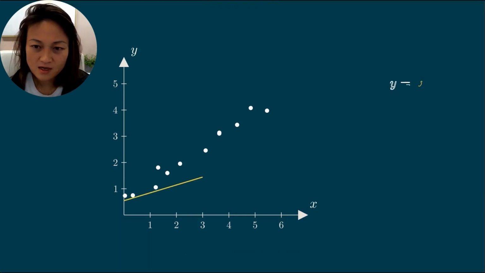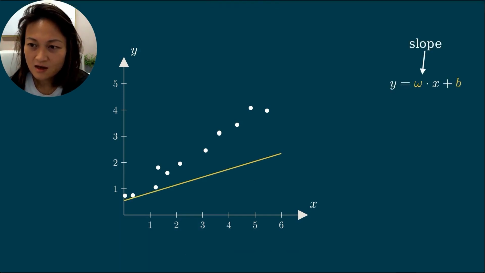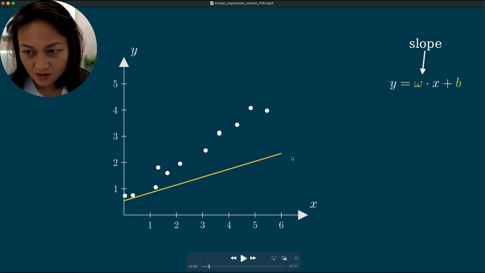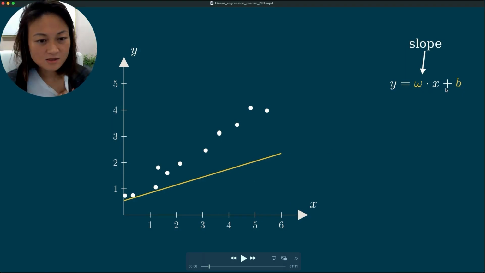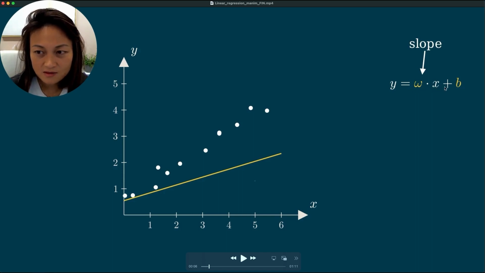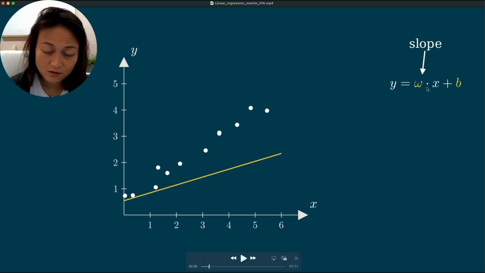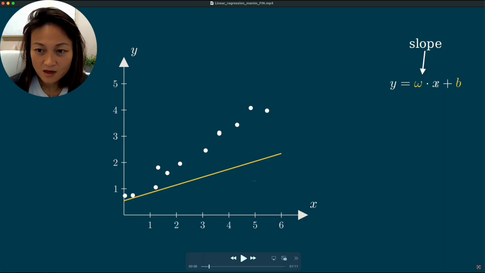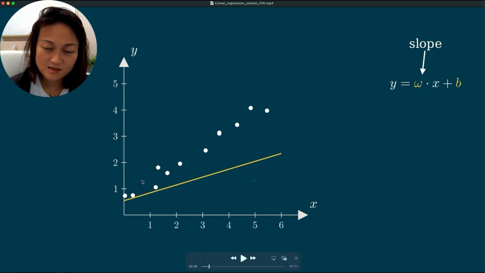If we take ourselves back to high school math, the equation for a line looks something like this. y equals w times x plus b. So by changing these yellow parameters, or they're sometimes called weights, we can create a line that can best fit this data set, and then that would be our model.